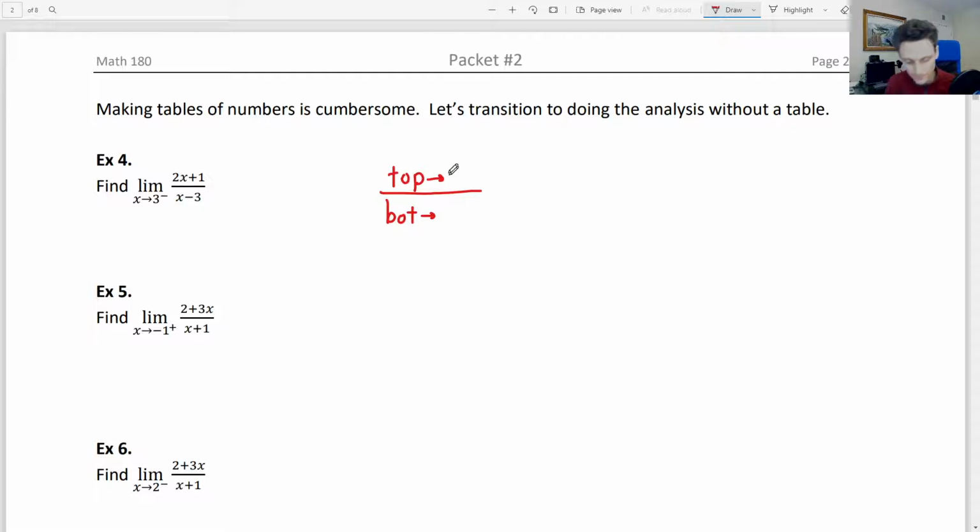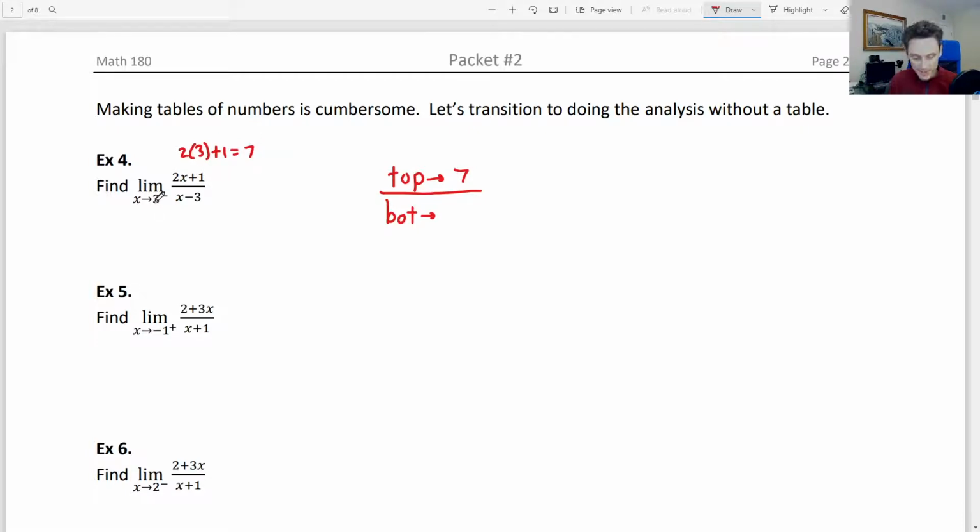So as x approaches 3 from the left, what is 2x plus 1 approaching? Without plugging in all those tables of numbers, what do you think the top is approaching? If you said 7, that would be correct. And if you're not sure how to get that 7, what you can do is just think, if x is getting closer and closer to 3, then 2x plus 1 is getting closer and closer to the number that you get when you plug 3 in. So you do 2 times 3 plus 1, which equals 7. So 7 is what those top numbers are going to get close to.